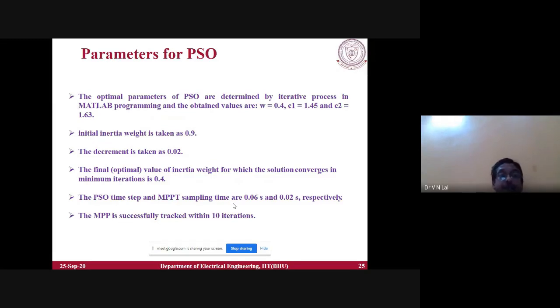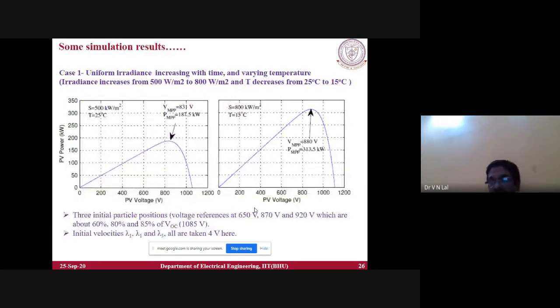And now the MPP is successfully tracked within a simple 10 iterations. 10 multiplied by 0.06 is 0.6 second. Okay, so it's very fast. Now I'm going to show some simulation results.